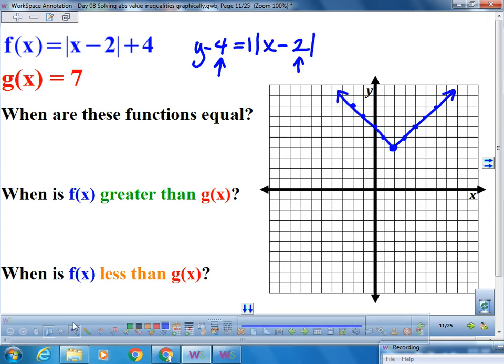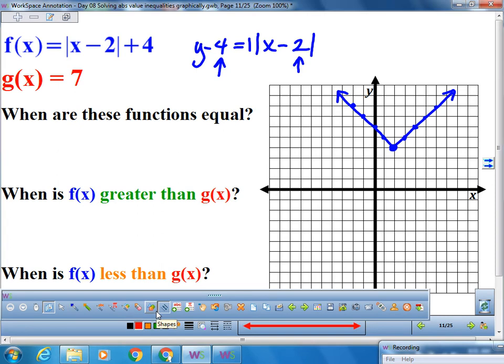G of x is at 7. So 7 is right here. That didn't work out very well. Better. All right, so the first question says, first of all, when are these functions equal?